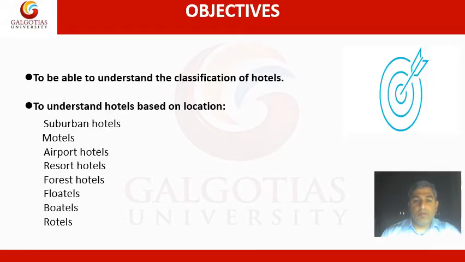The objectives for today's class is to understand the classification of hotels, especially on the basis of location, which constitutes the following sub-points: suburban hotels, motels, airport hotels, resort hotels, forest hotels, flotels, boatels, and rotels.